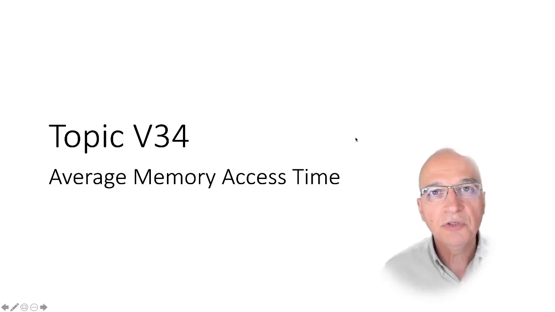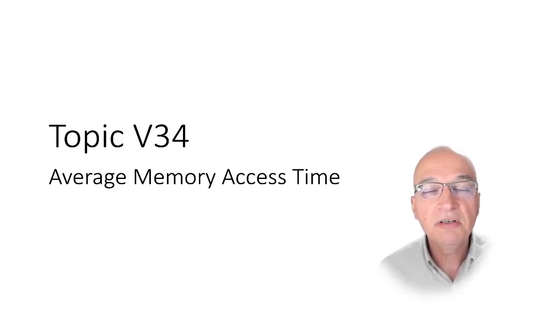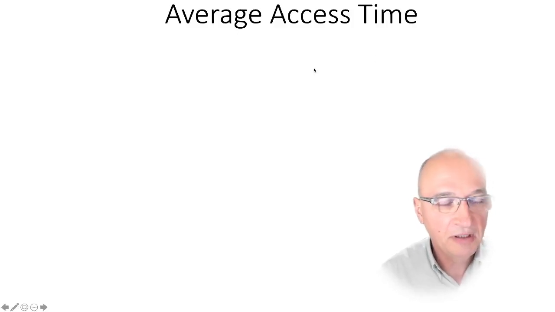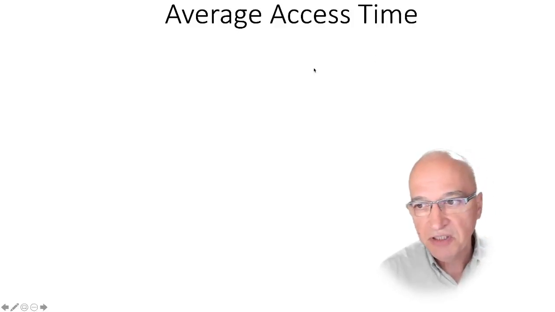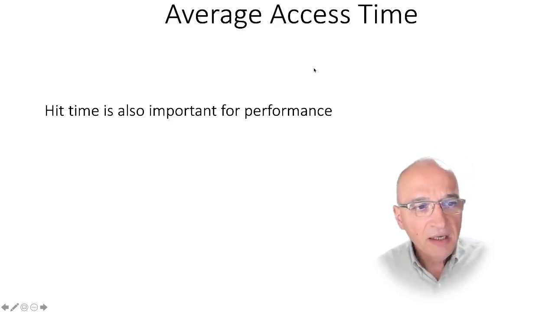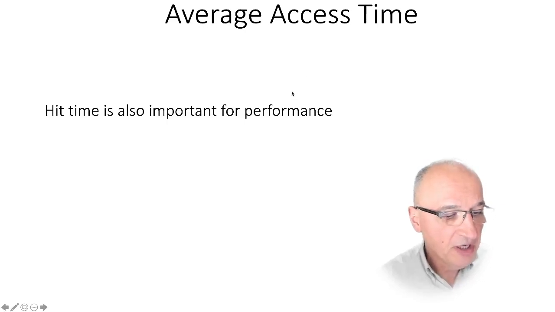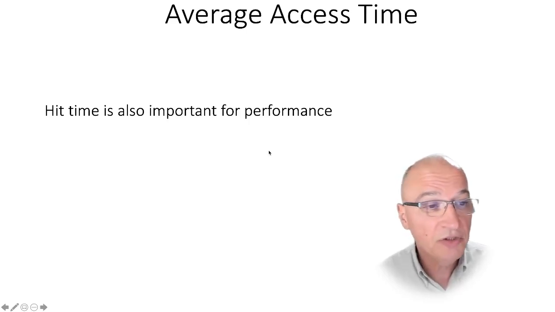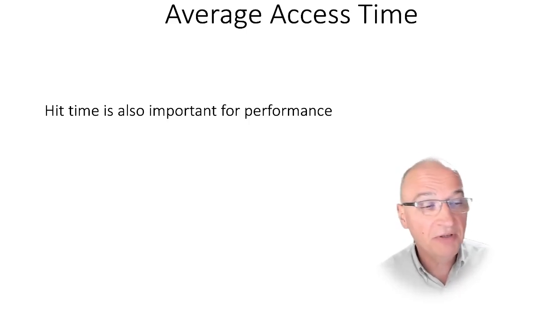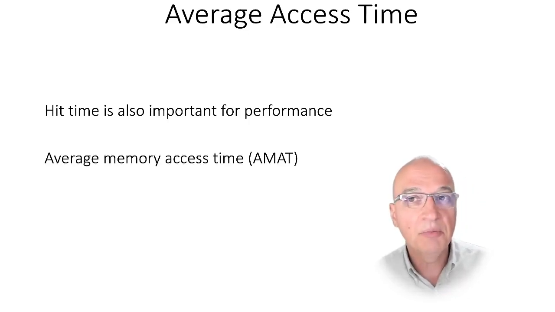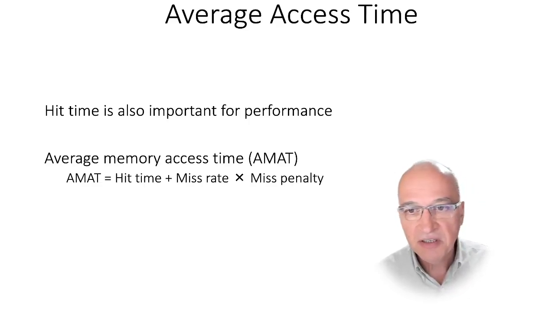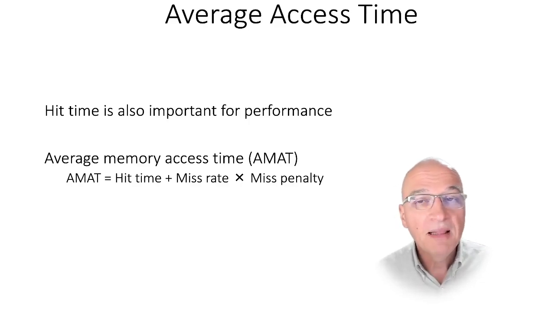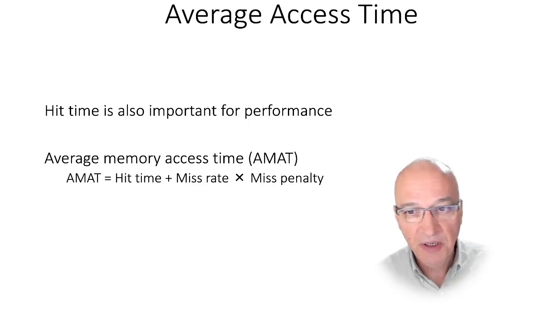So in the general definition, we include all accesses, all accesses to instructions and all accesses for data, and that will give me the performance of the memory system itself, independent of the processor. So let's talk about the average memory access time. The hit time is also important for performance because the hit time is the time that it takes for me to provide data or instruction when I have a hit, and I expect to have hits most of the time in a well-designed memory hierarchy. The average memory access time will be the hit time plus the miss rate times the miss penalty.